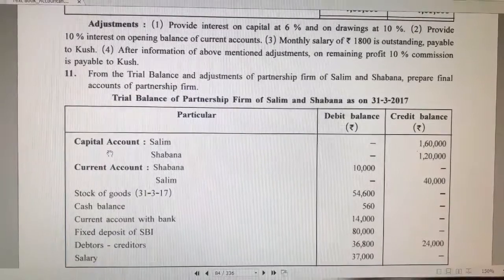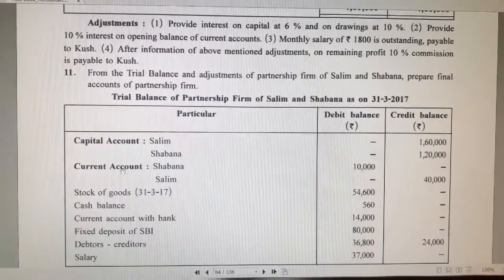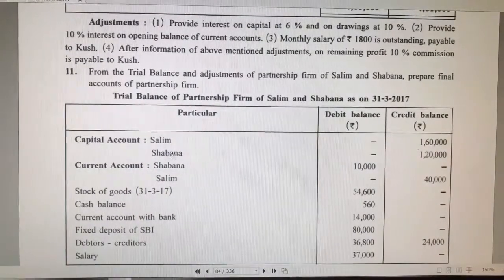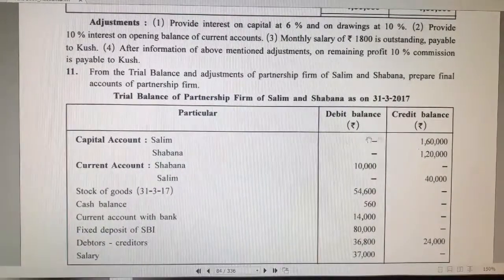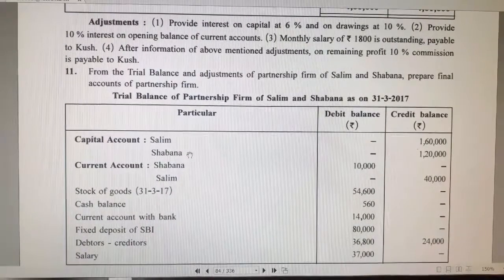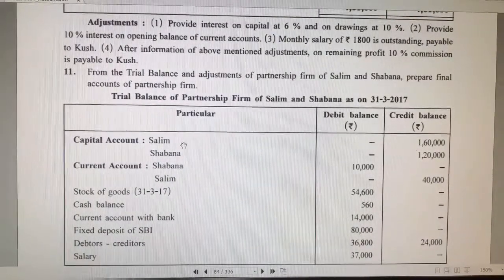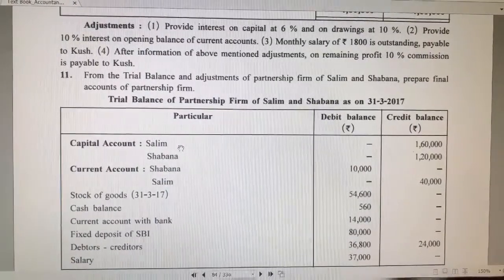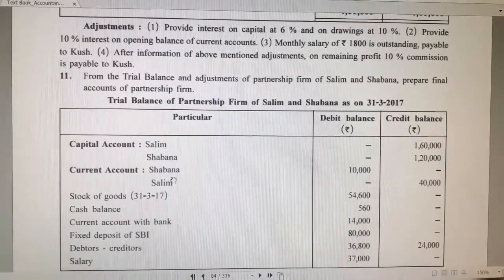Going with trial balance, capital accounts, along with that current accounts are given. So capital accounts are recorded on the liability side of the balance sheet directly. But if any permanent changes in the capital is given in the adjustment, then we need to prepare partners capital account.